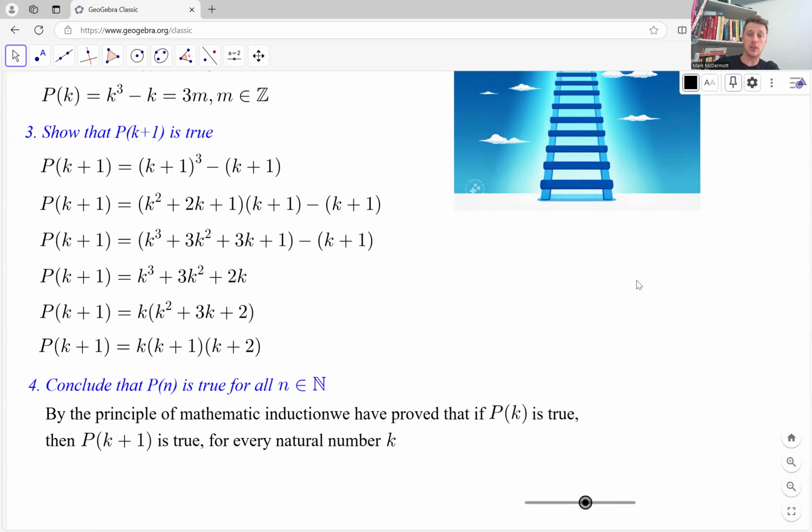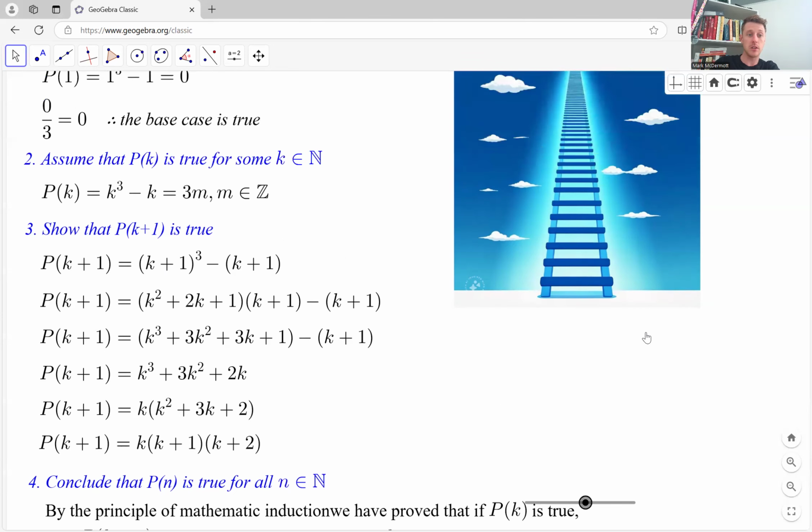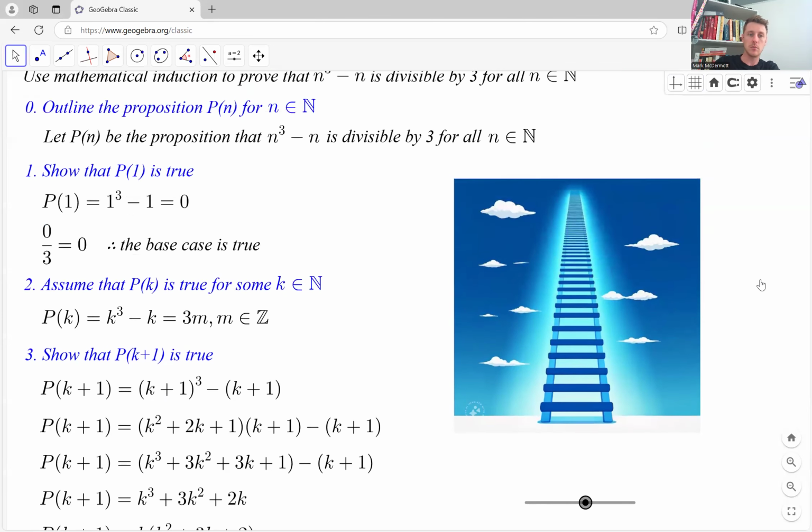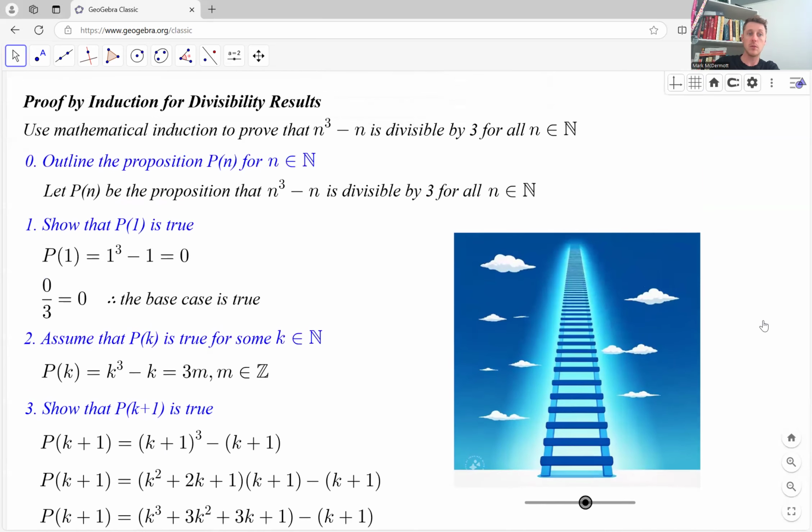We can just show that if we can prove the base case and then we can get to every rung on the ladder, then we can make some pretty cool conclusions about divisibility in this case, but it can also be applied to a whole range of other problems.